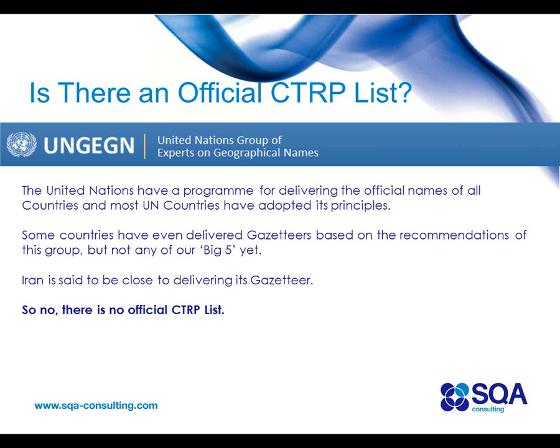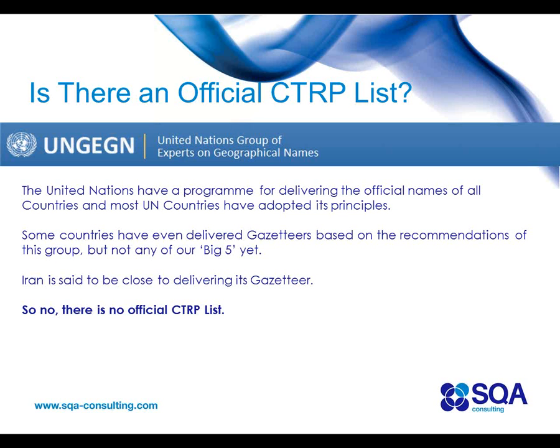I think about 20 countries have so far delivered full gazetteers of their country according to the United Nations principles, where they list every place name, every populated place name, and every geographical feature in their country, and produce that list in 5 different languages, which off the top of my head are English, French, Spanish, Chinese, and one other.